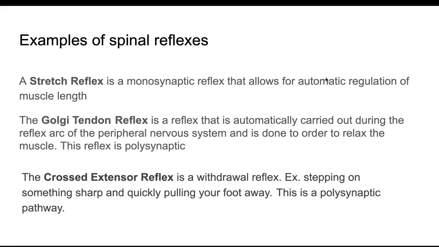The crossed extensor reflex is a withdraw reflex. Examples: stepping on something sharp and quickly pulling your foot away. This is also a polysynaptic pathway.